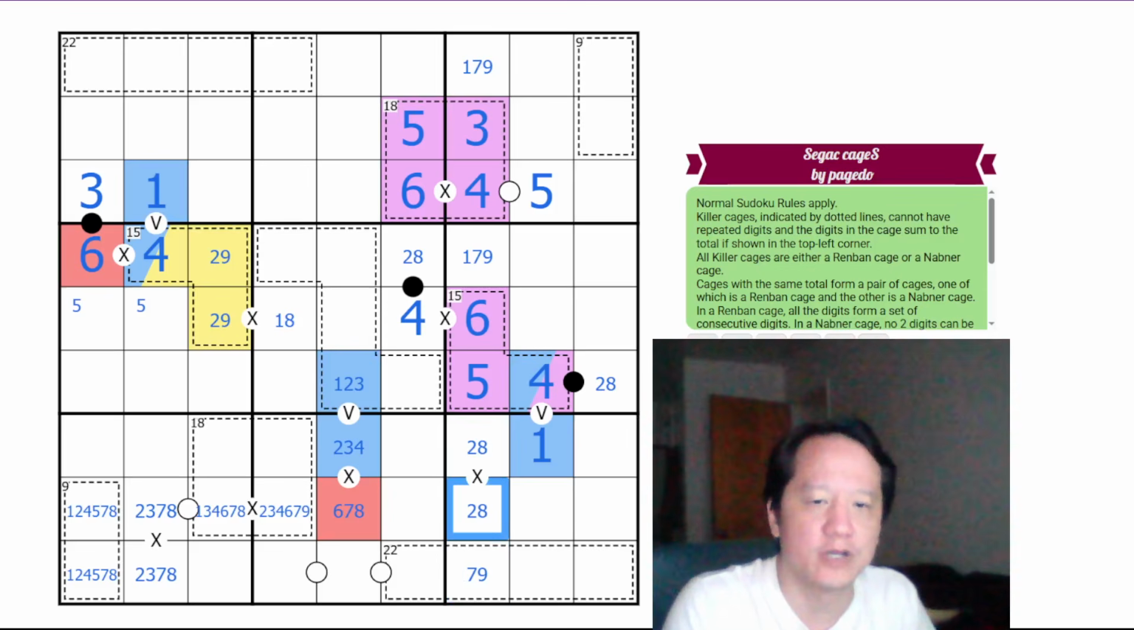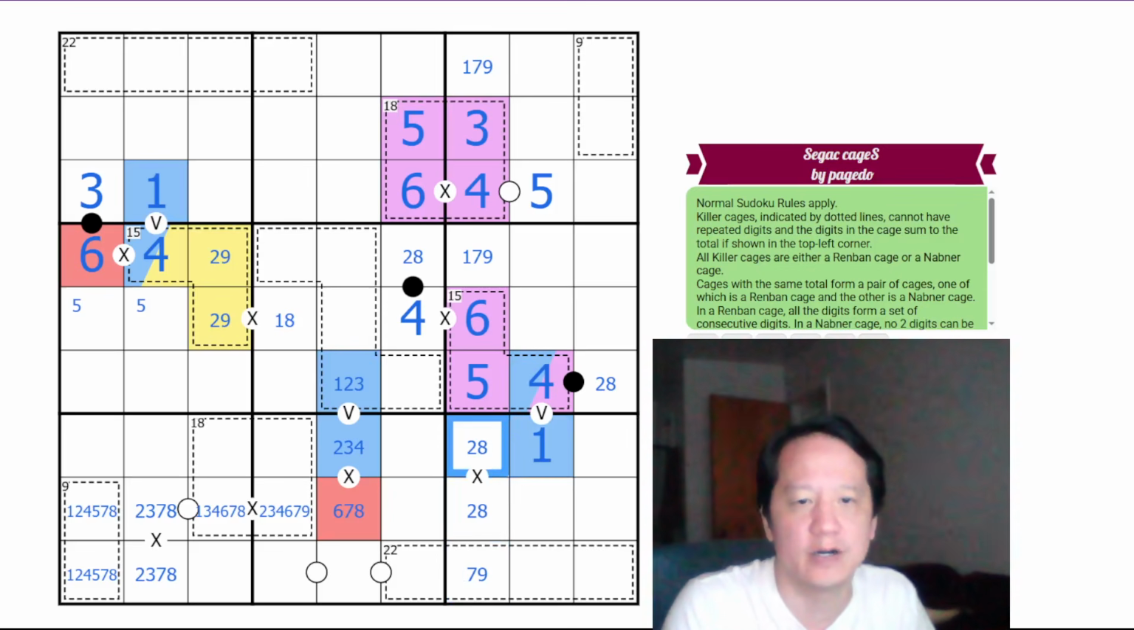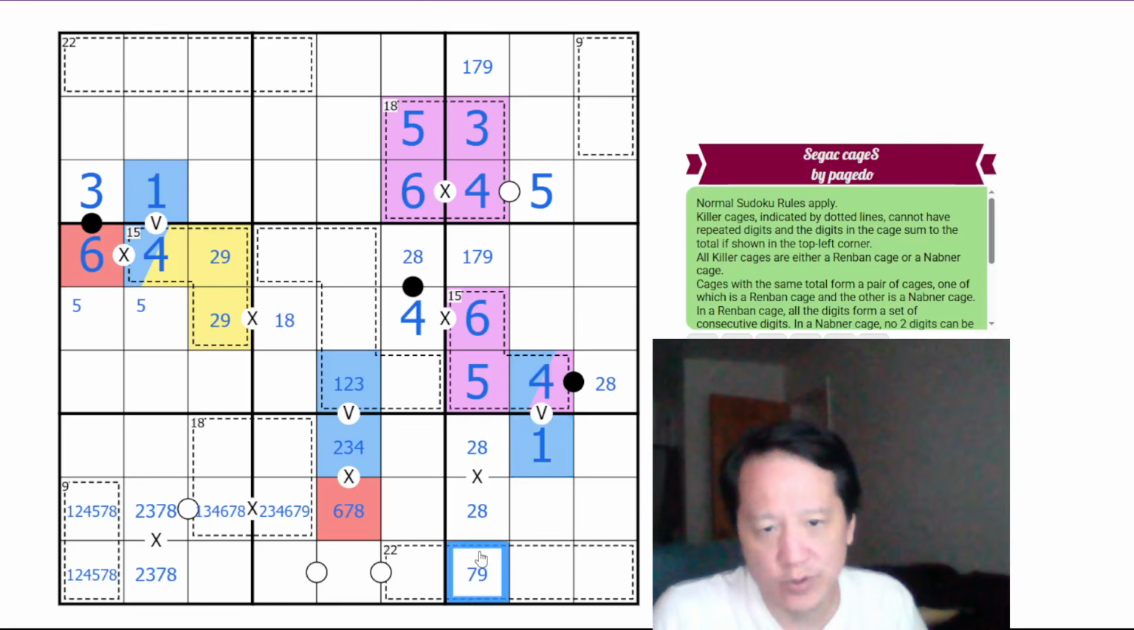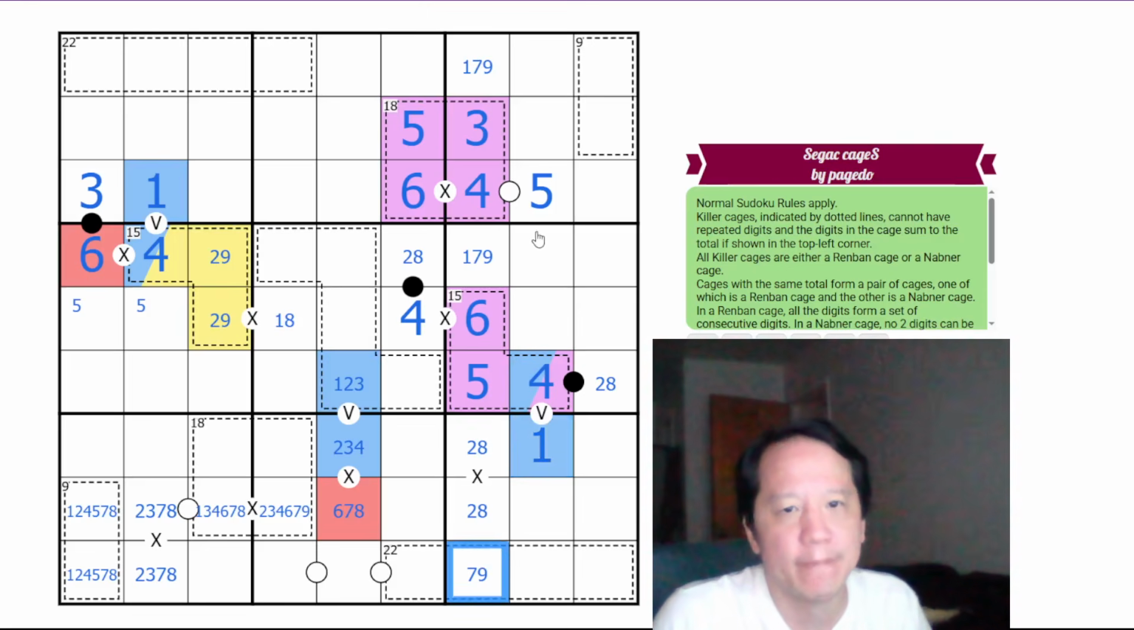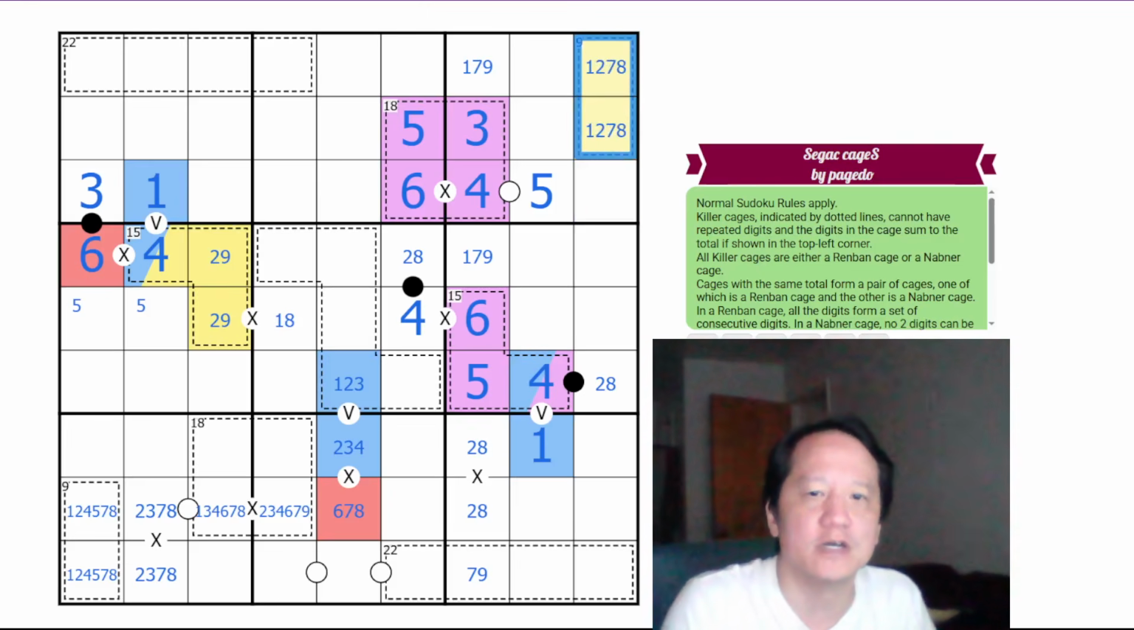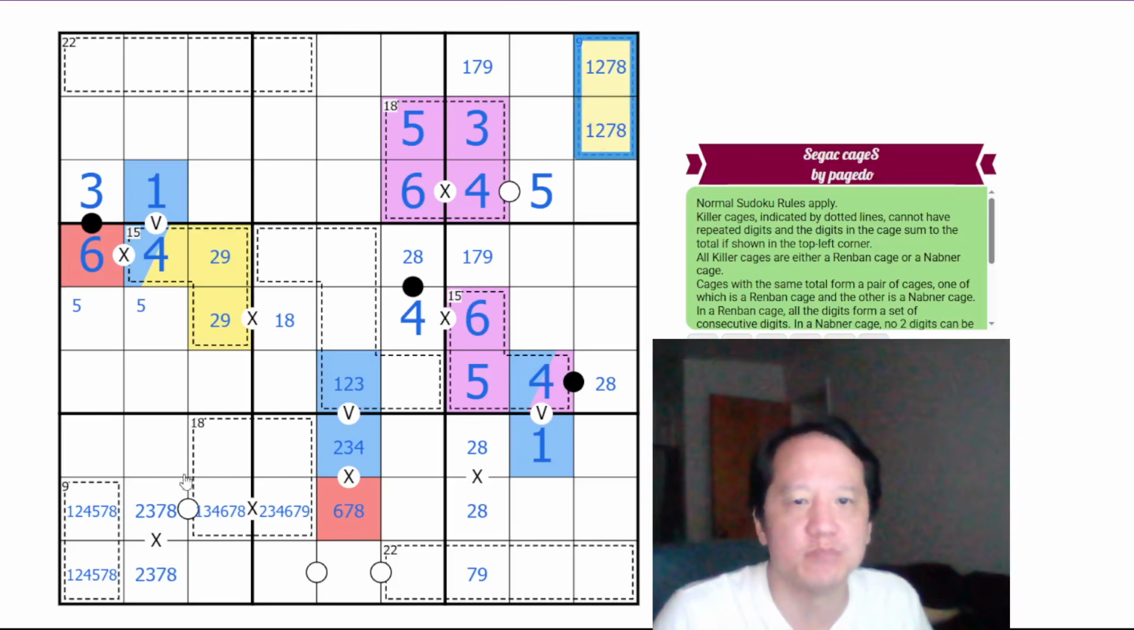Okay. 1 can't be here because of 1 in the box. So we have 7 or 9 here. This is 4 and 5 here, so this cannot be 4 and 5 as a Renban cage here. So this is the Nabner cage. Cannot be 4-5, cannot be 3-6. It's 1-8 or 2-7, which means the other 9 cage must be the Renban cage, and this is 4-5.